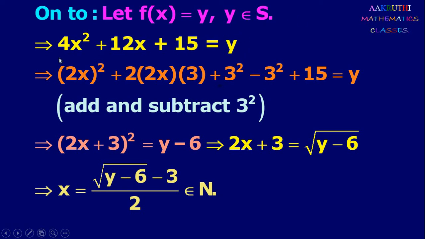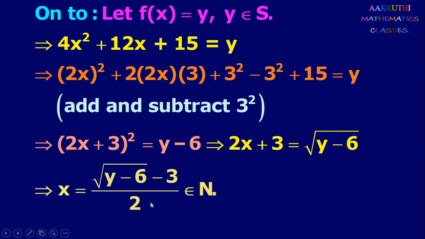We take any element of this form. So y equal to 4x square plus 12x plus 15. Suppose we consider x equal to 1 here, we get 4 plus 12, 4 plus 12 is 16, 16 plus 15 is 31. So we take y equal to 31. Then we substitute here. Root of 31 minus 6 is 25. Root of 25 is 5.